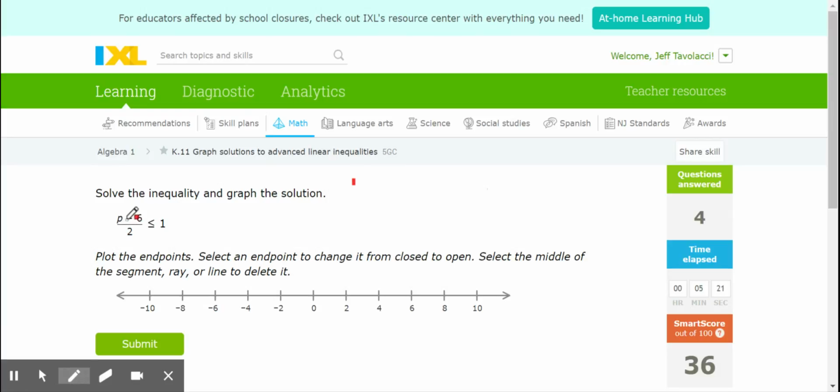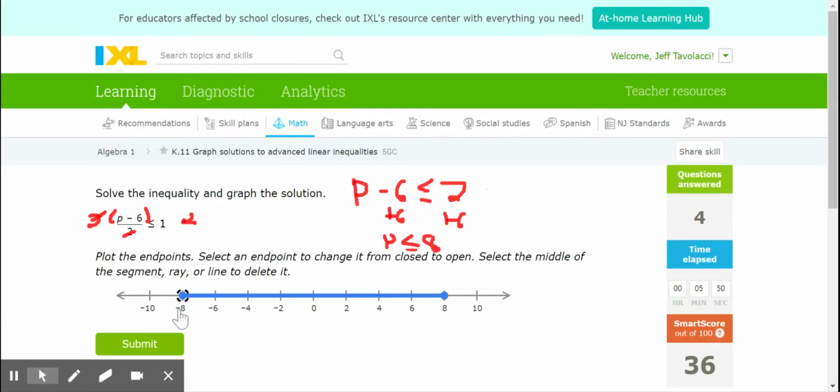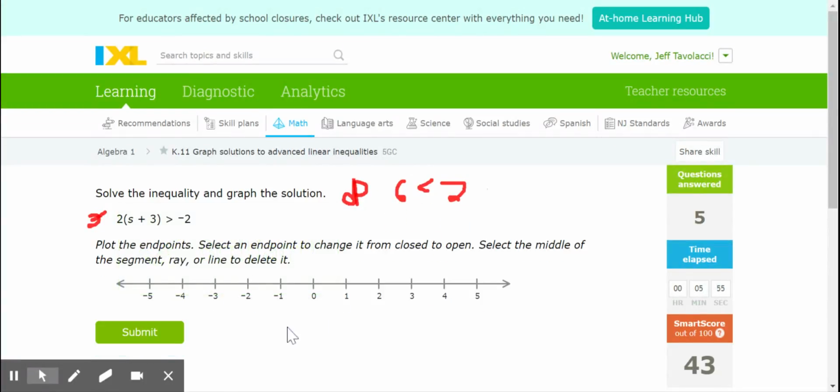P minus 6 is in parentheses, so I'll leave that to the end. I'm going to multiply both sides by 2, and that's going to cancel, leaving me with P minus 6 is less than or equal to 2. Adding 6 to both sides, P is less than or equal to 8. 8 is the boundary. We want to include it, so I'll keep it shaded. And I want every value that is less than or equal to 8.